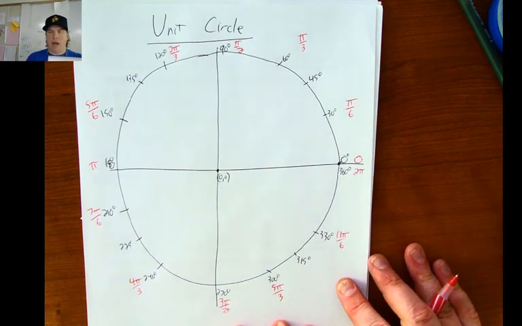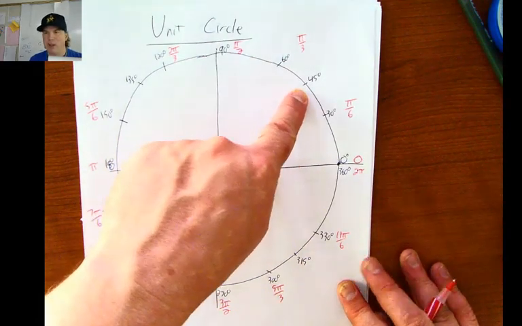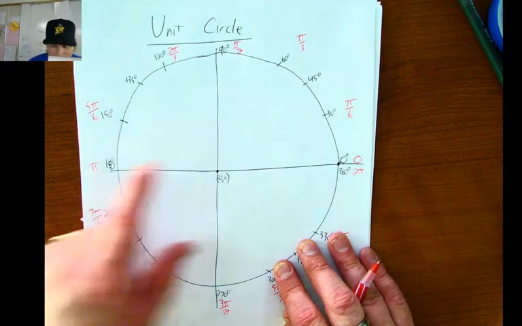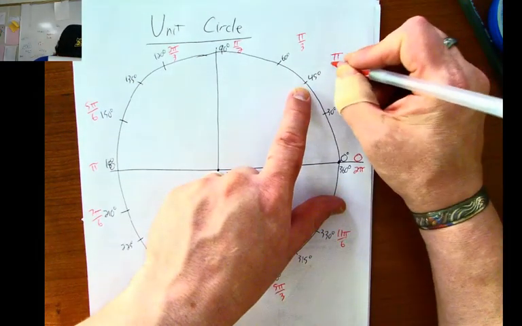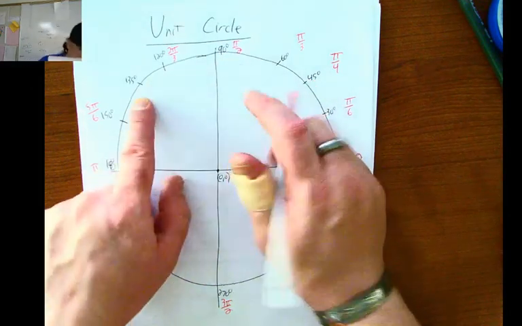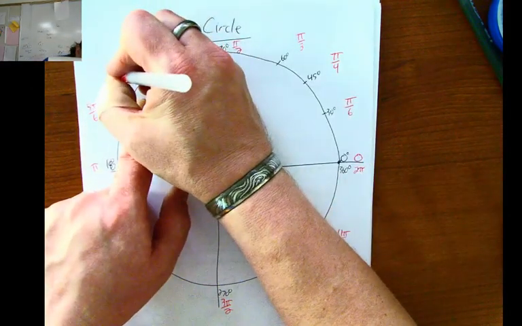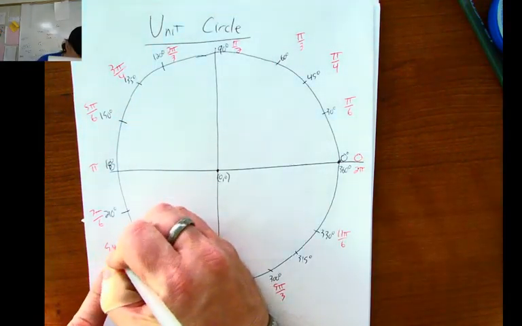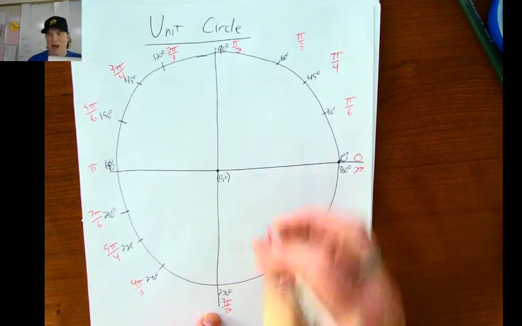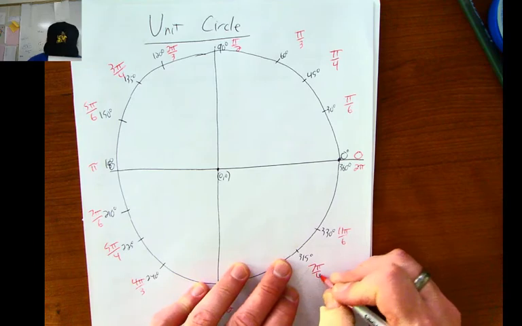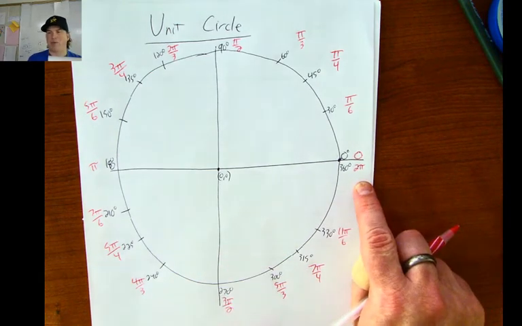Then, I needed something to mark the 45s. If you think about it, 45 is a quarter of the way to pi. So this is pi over 4. 2 pi over 4 is pi over 2. 3 pi over 4. 4 pi over 4, or pi. 5 pi over 4. 6 pi over 4, which reduces to 3 pi over 2. 7 pi over 4. And then 8 pi over 4, which reduces down to 2 pi.